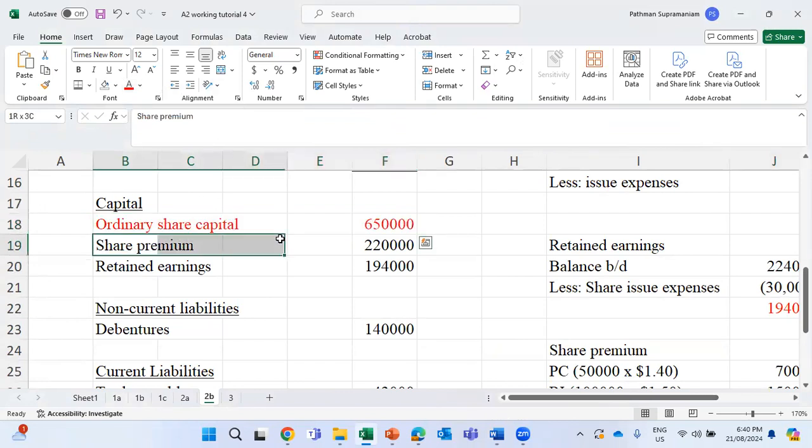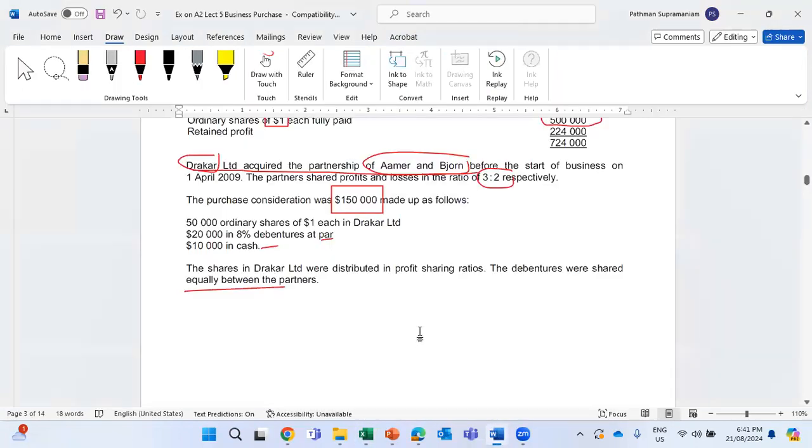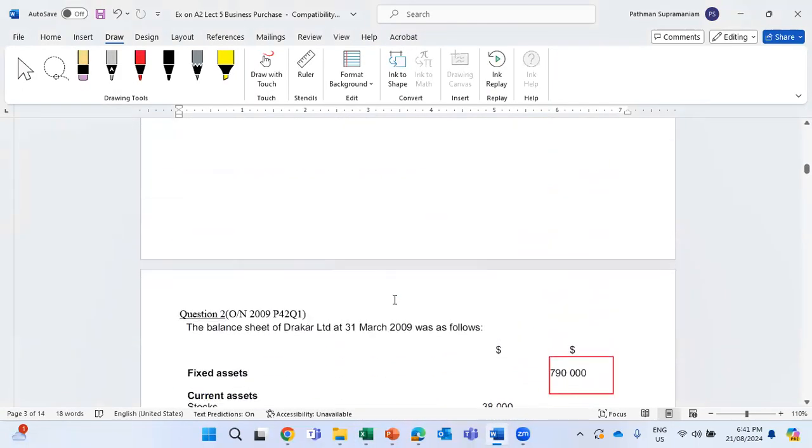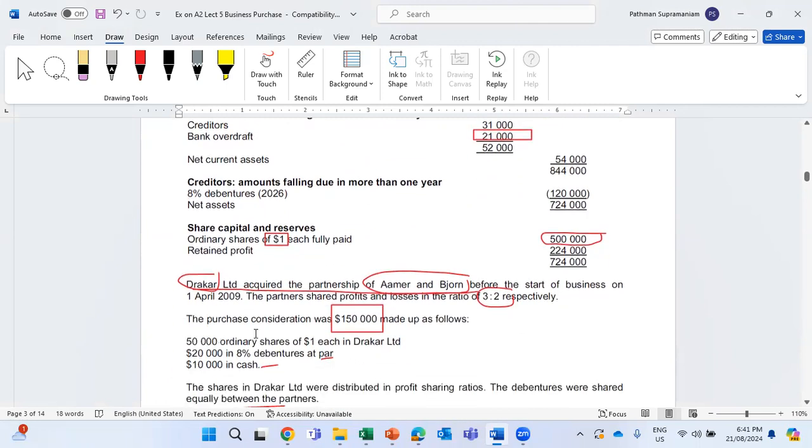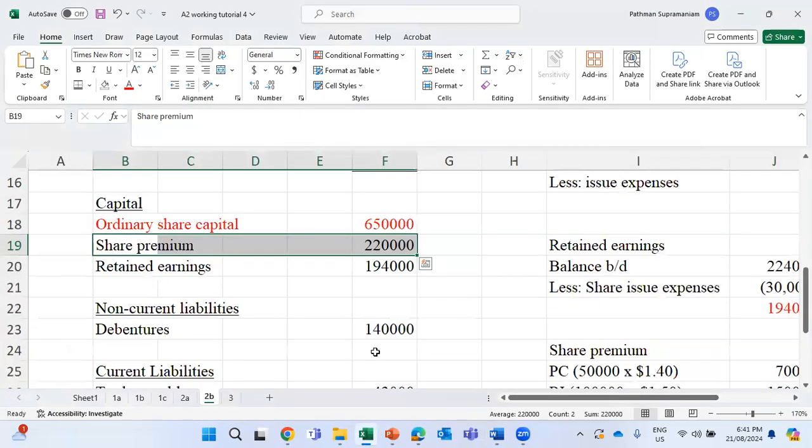Okay. Now, how do we get the share premium, 220,000? We need to check the original SOFP. Does it contain share premium? No. No share premium. But then the shares issued to Amir and John. Okay. It was how much? 150 minus 20 minus 10. 120. So each share is worth $2.40.